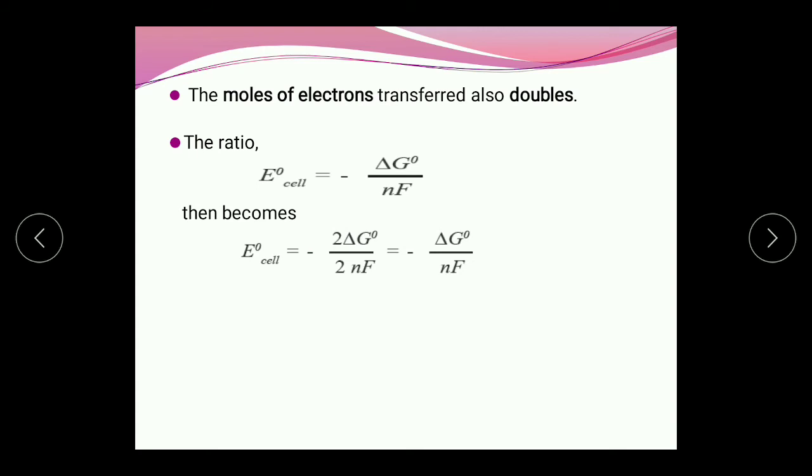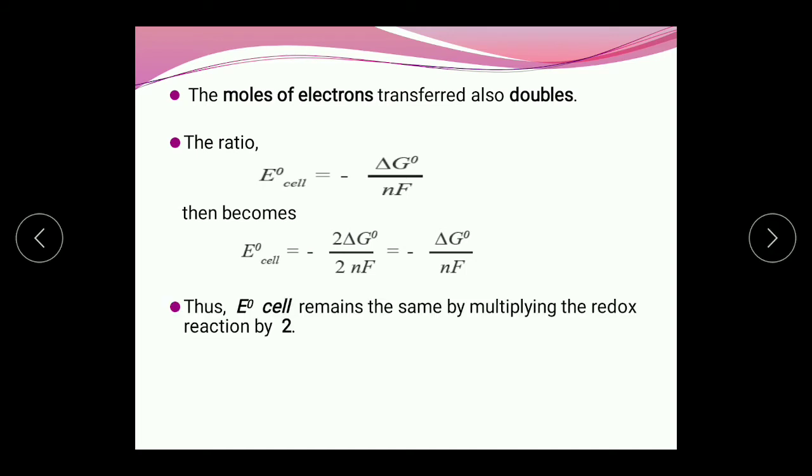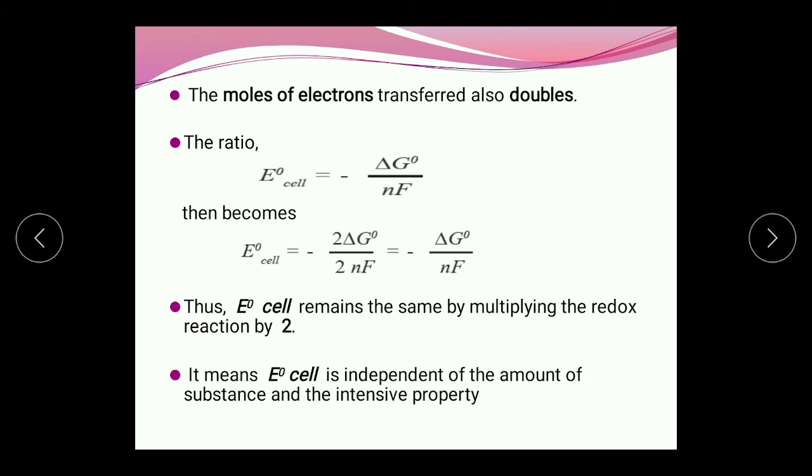That means E0 cell has no effect. The value of E0 cell has no effect if the amounts of substances are doubled. That means the value of E0 cell remains same. By multiplying the redox reaction by 2 or any other factor, it means E0 cell is independent of the amount of substance, and hence it is an intensive property. Understood? So, E0 cell is an intensive property, delta G0 is the extensive property.